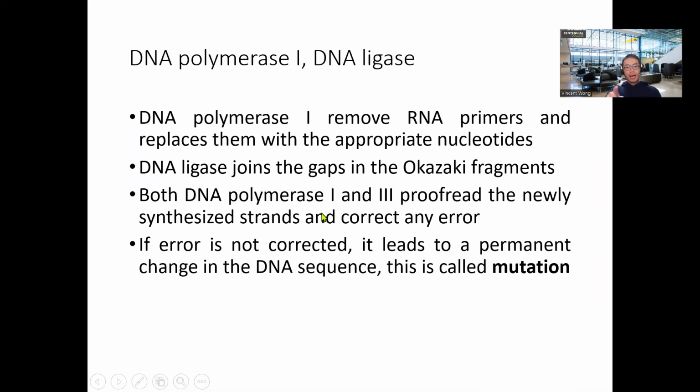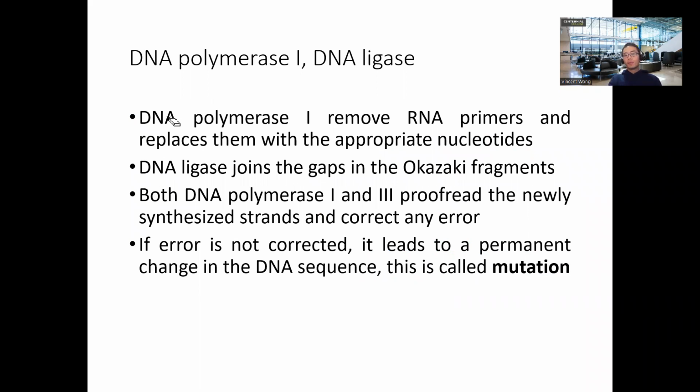Okay, couple of extra things here that's worth mentioning in this slide. Like I said, DNA polymerase 1 will remove the RNA primers and replace them with the appropriate nucleotides. The only one that's really worth replacing is the uracil, right? You take away the uracil and replace it with thymine. Everything else is analogous in RNA and DNA, right? It will remove the adenine, but then it will just put the adenine back on. It's only the uracil that really needs to be replaced. The ligase will join the gaps in the Okazaki fragments.